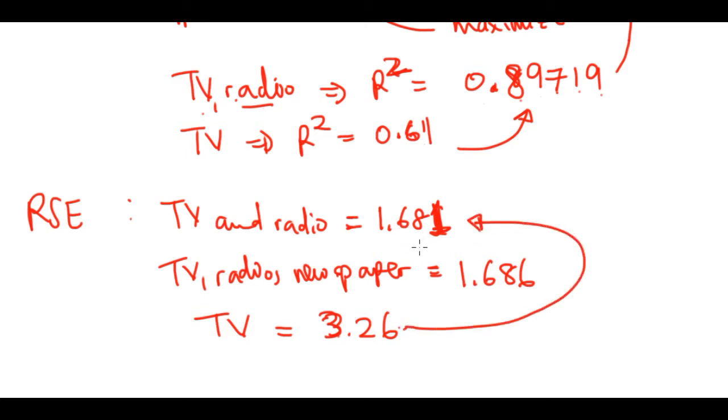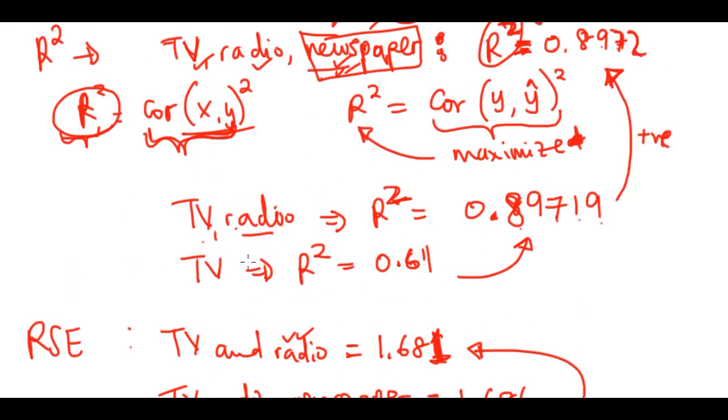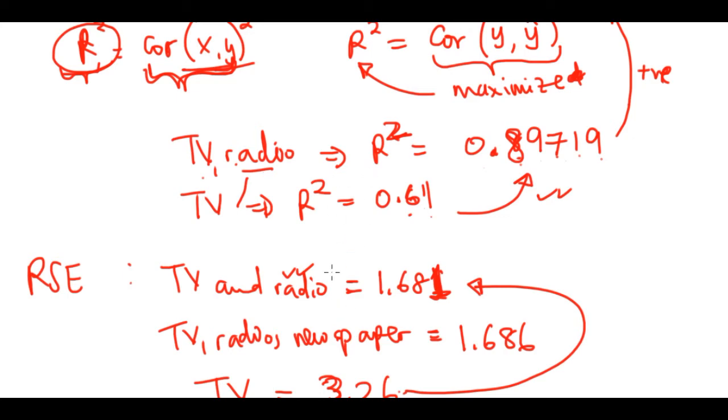This is a huge drop in the error, in the residual standard error. So you'll be happy. You'll be like, yes, radio, I think, is significant. Let's look at the R squared. The R squared jumped when I added radio. It jumped from 0.61 to 0.89. So for both you are satisfied that radio is a good one, right?